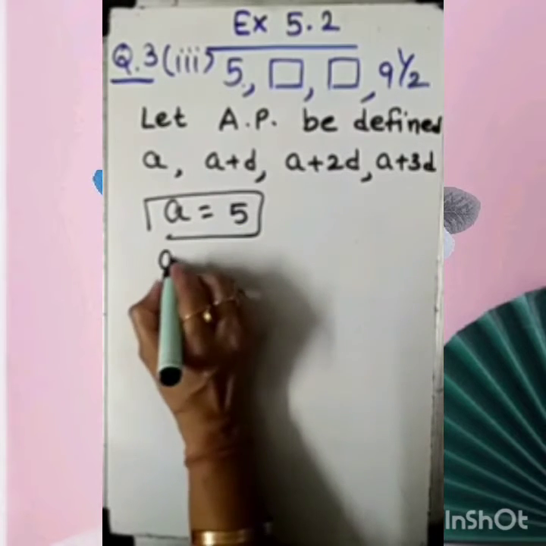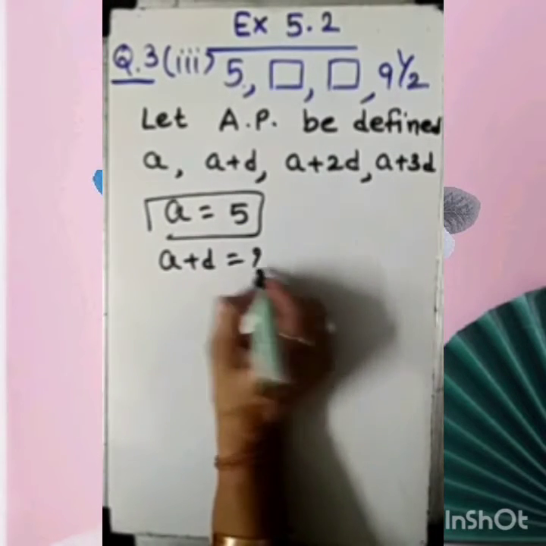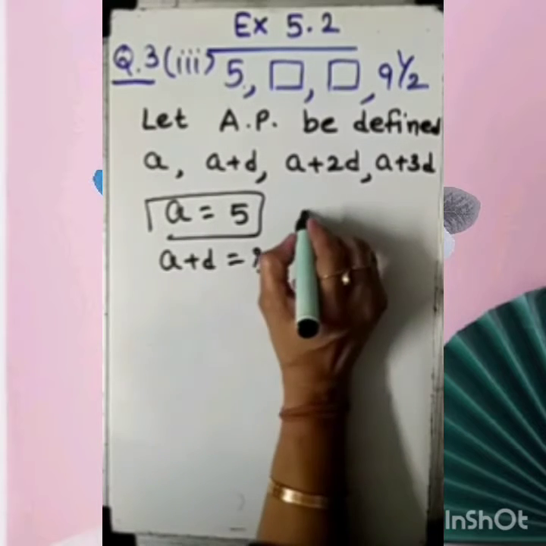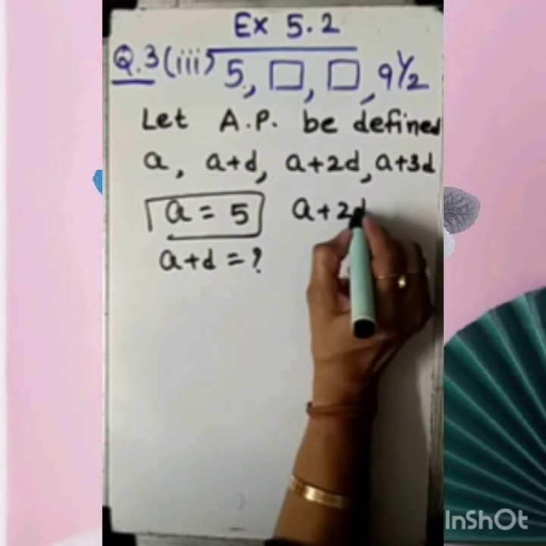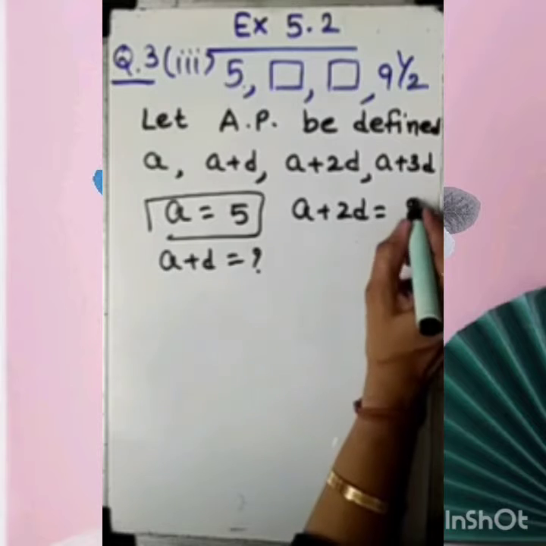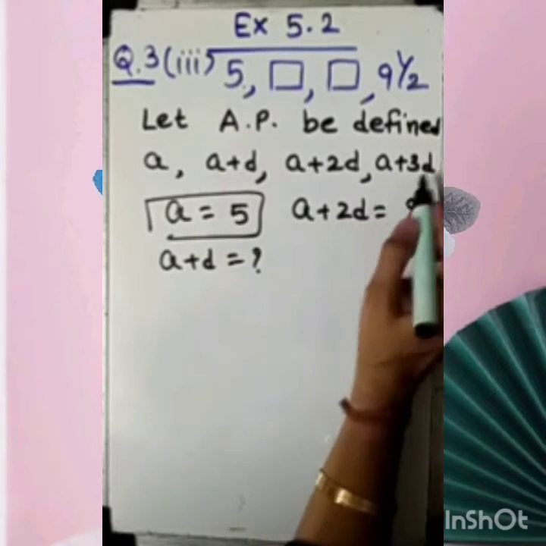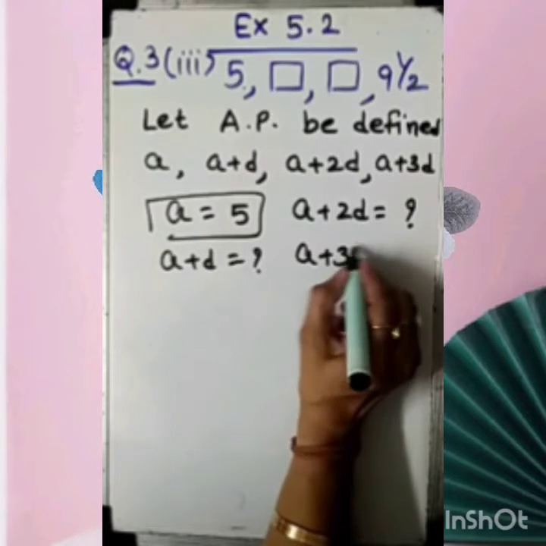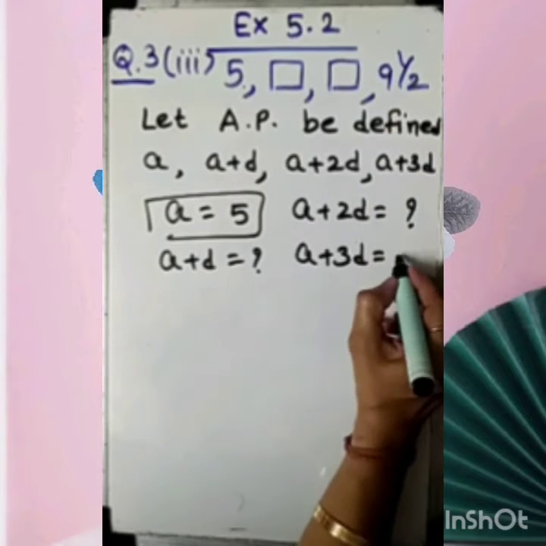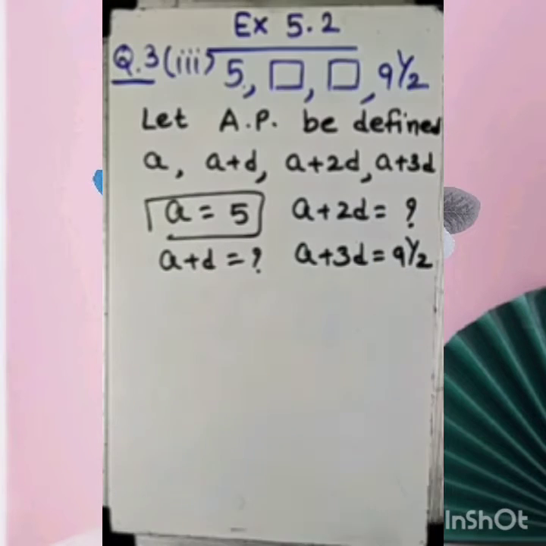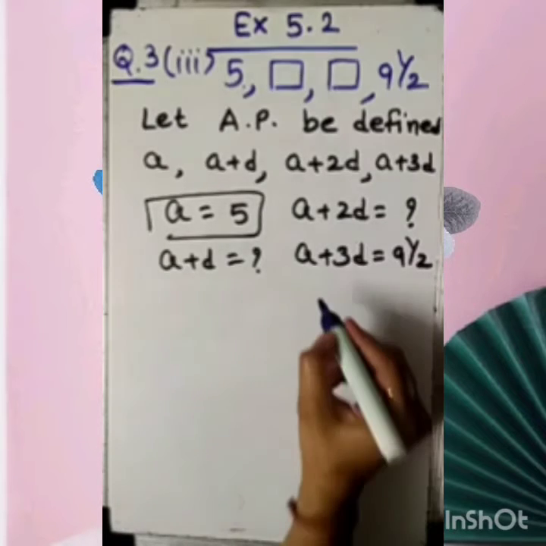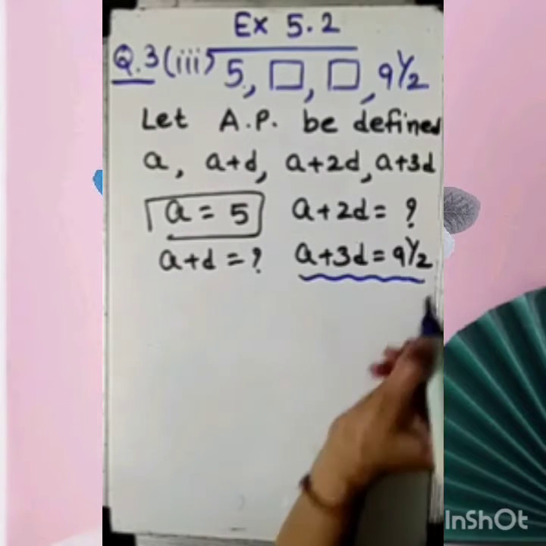Second is A plus D. We do not know, that is a question mark. Then next is A plus 2D, the third term, that is also a question mark. And of course the fourth term, A plus 3D, we are given as 9 and a 1 half. Fine. So very easy, very simple. We are going to start our question with this.